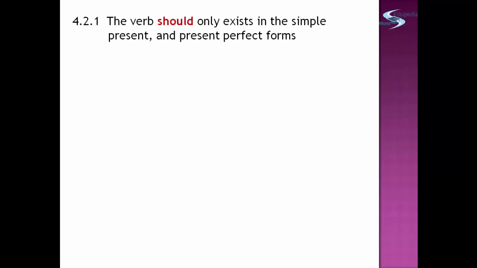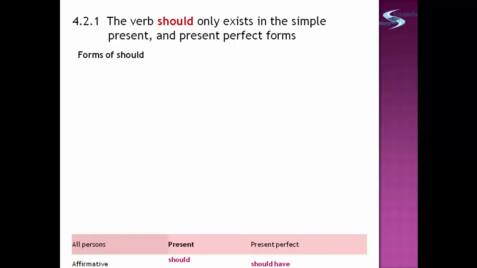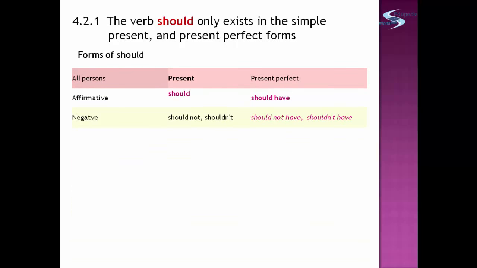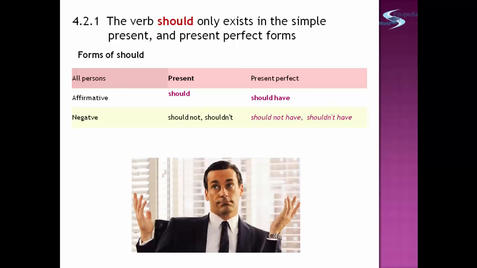4.2.1 The verb should only exists in the simple present and present perfect forms. Forms of should, all persons. Present affirmative, should. Present perfect affirmative, should have. Present negative, should not or shouldn't. Present perfect negative, should not have, shouldn't have. If you'd wanted to succeed, you should have worked harder at school.